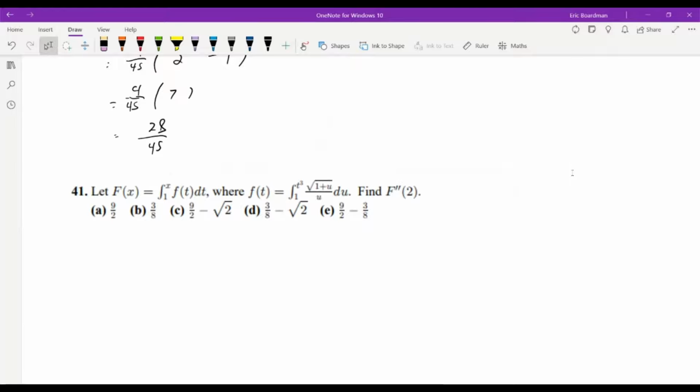Okay, so here's the next question. It says, let big F of x equal the integral from 1 to x of f of t dt, where f of t equals the integral from 1 to t cubed of the square root of 1 plus u over u du. Find big F double prime of 2.